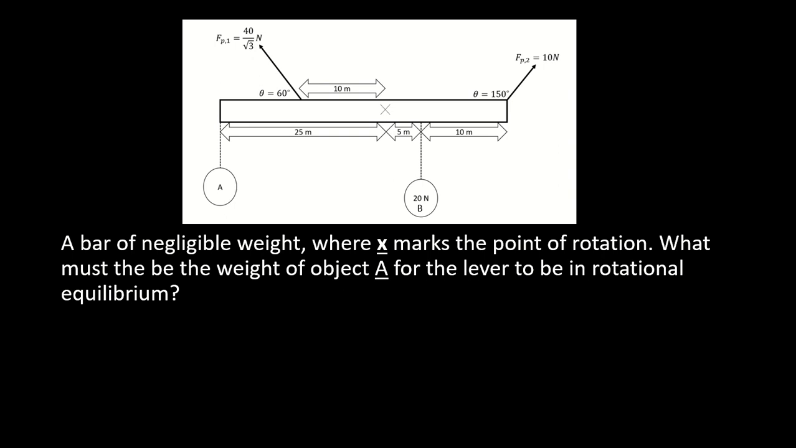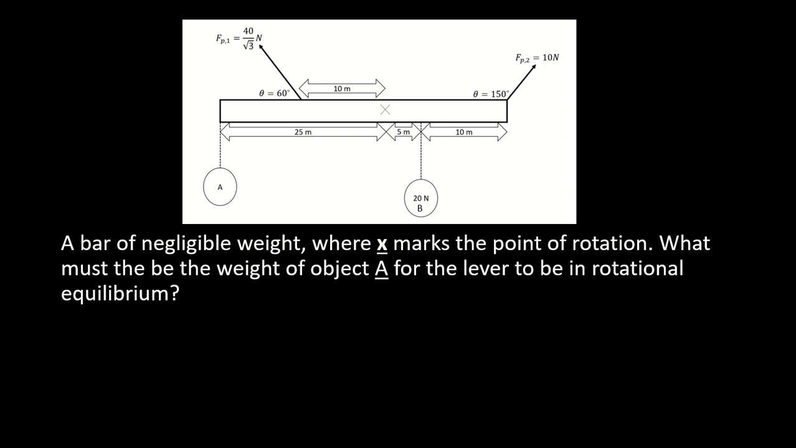Let's look at this sample object. We have some bar of negligible weight. That just means that we do not care about the bar's actual force of gravity from its own mass. We just care about the forces that are acting on the bar. Now, the X spot means that this is where we are going to be rotating. So we care about the distance of each force from this point.